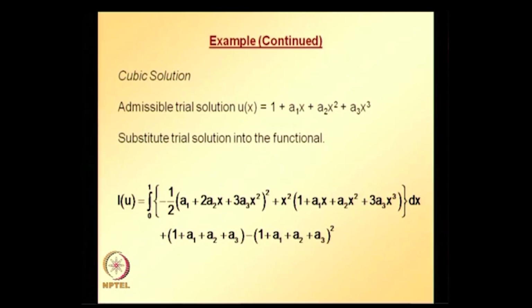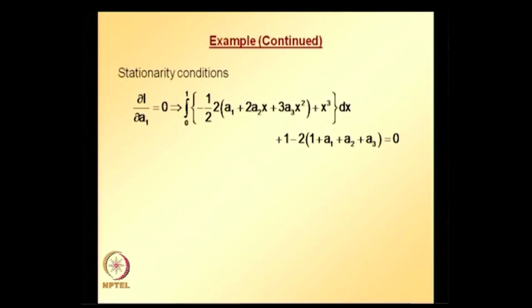The only thing is we are changing the starting trial solution. Whatever trial solution you start out with, you have to make sure that it becomes admissible by substituting the essential boundary condition, and once you have the admissible trial solution, you substitute it into the equivalent functional, then you get I as a function of the unknown coefficients. Here you have 3 unknown coefficients, that is a1, a2, a3, and you need to apply the 3 stationarity conditions. I think by this time you know what the stationarity conditions are.